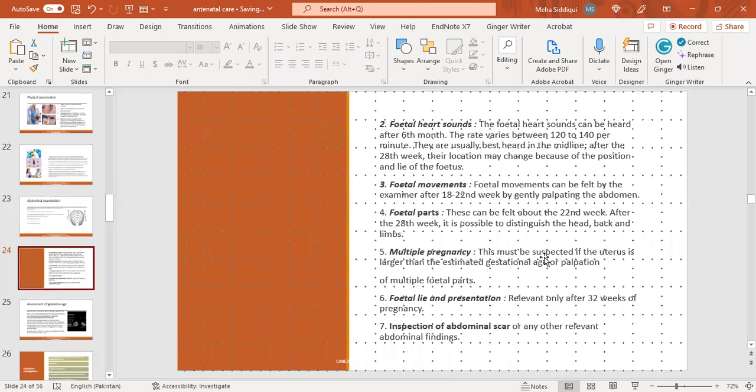Then comes fetal movements. They can be felt by the examiner after the 18th to 22nd week by gently palpating the abdomen. Fetal parts can be felt about the 22nd week. After the 28th week, it is possible to distinguish the head, back, and legs. Multiple pregnancy must be suspected if the uterus is larger than the estimated gestational age or on palpation of multiple fetal parts. Fetal lie and presentation are relevant only after 32 weeks of pregnancy. Then comes inspection of abdominal scar or any other relevant abdominal findings.